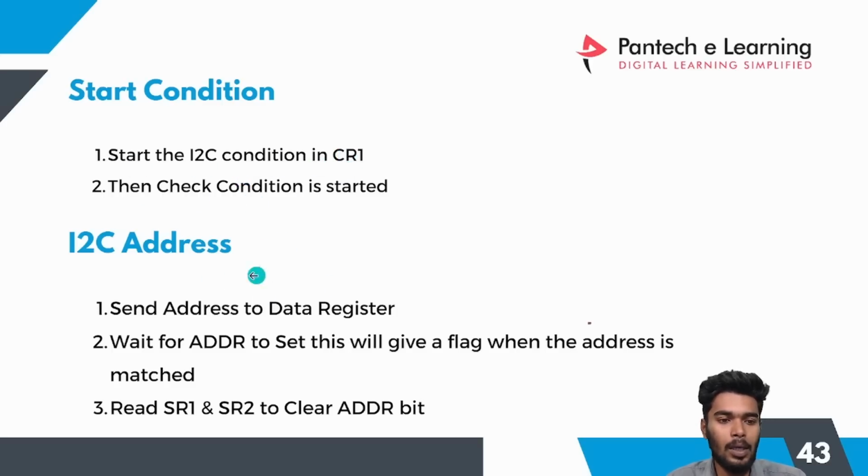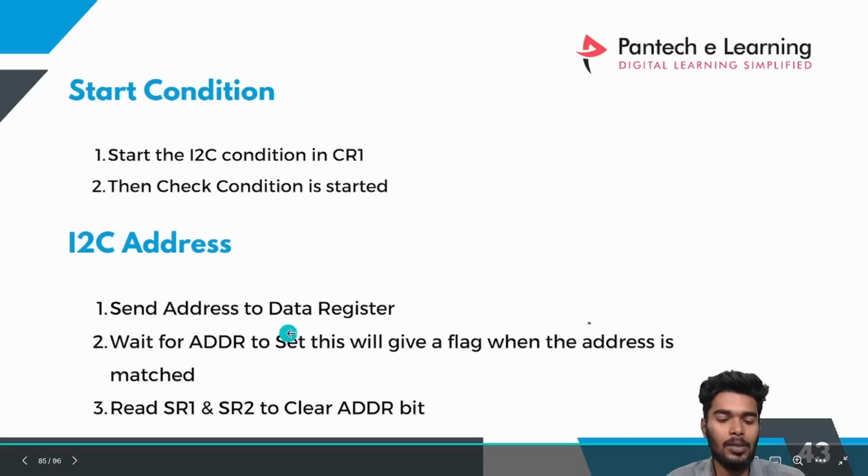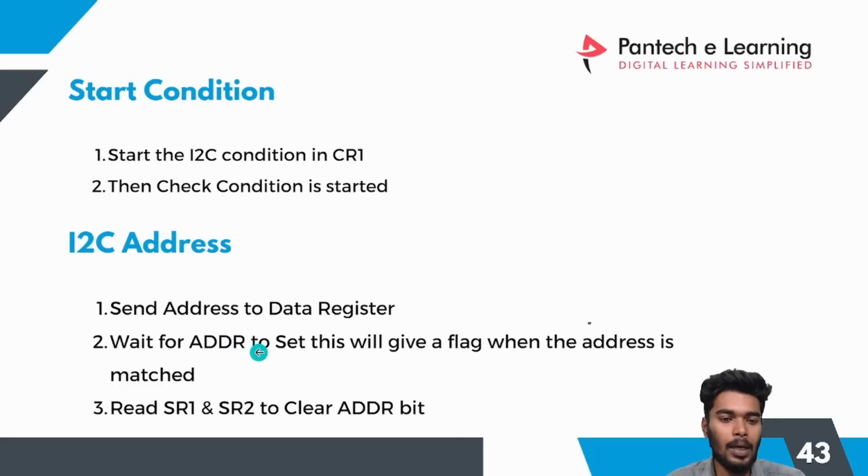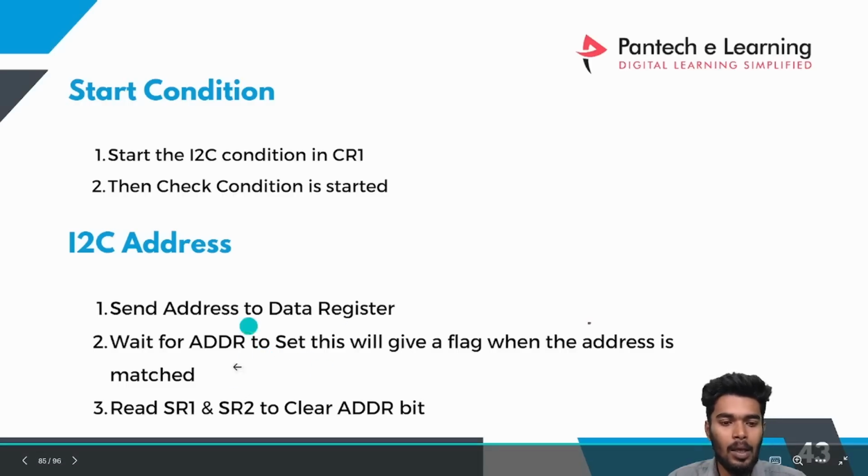Okay, then is the I2C address. So send the address to the data register, and wait for the address to get set. So we have an address flag. When the address is matched, the ADDR register will get set and gives a flag. Then we have to clear the ADDR, so we have to read SR1 and SR2, which are the status registers.